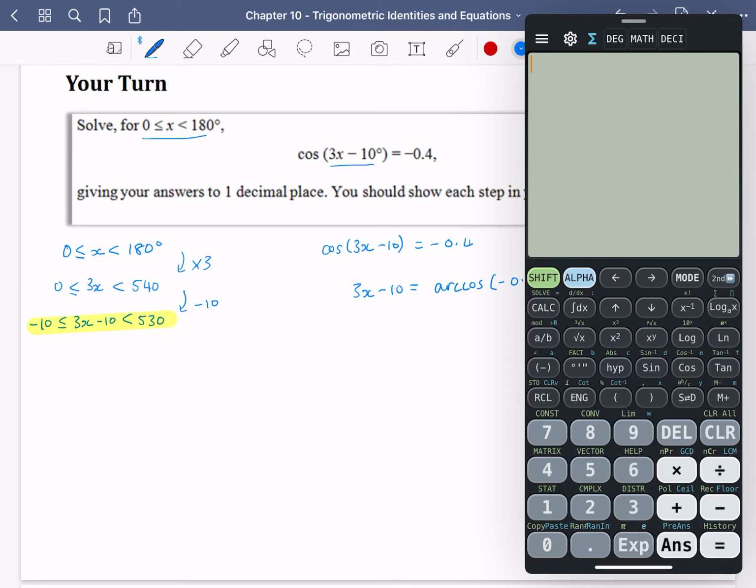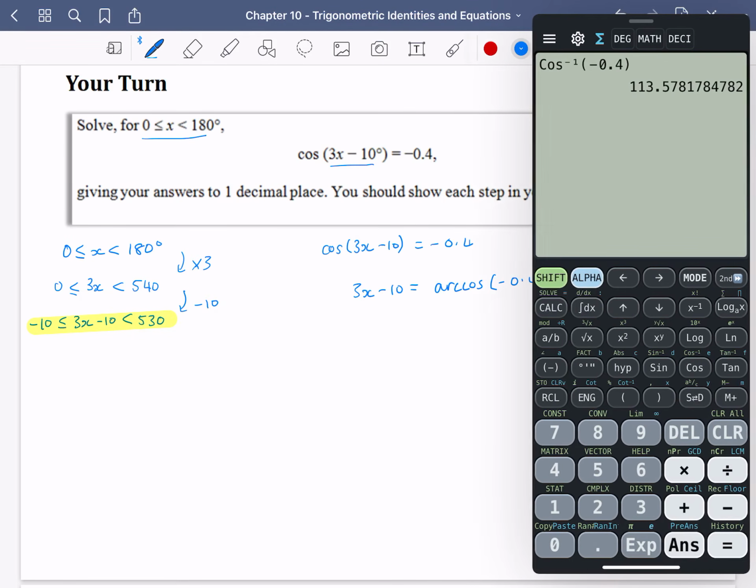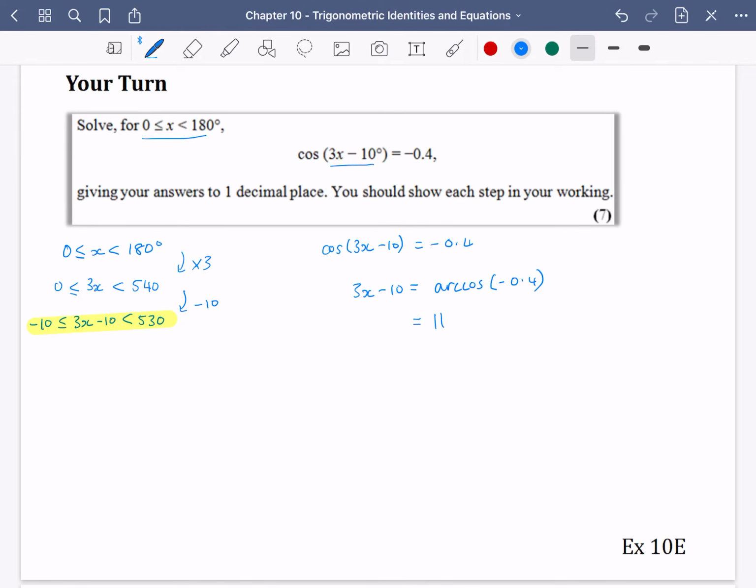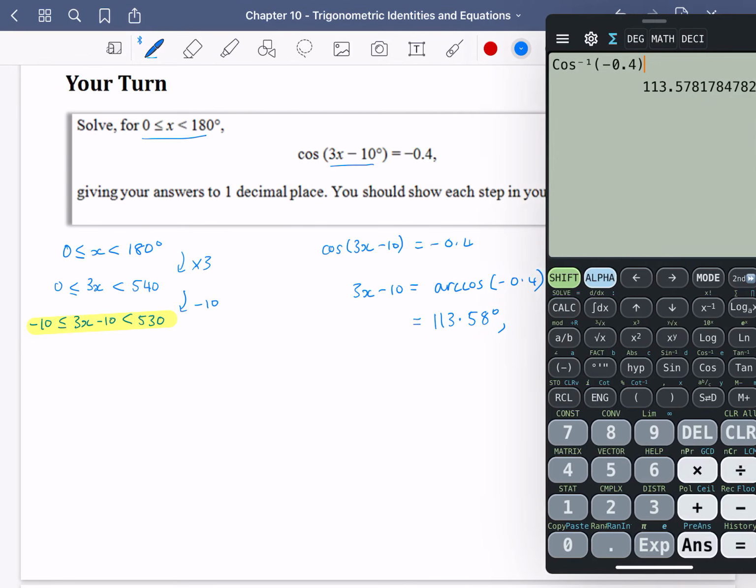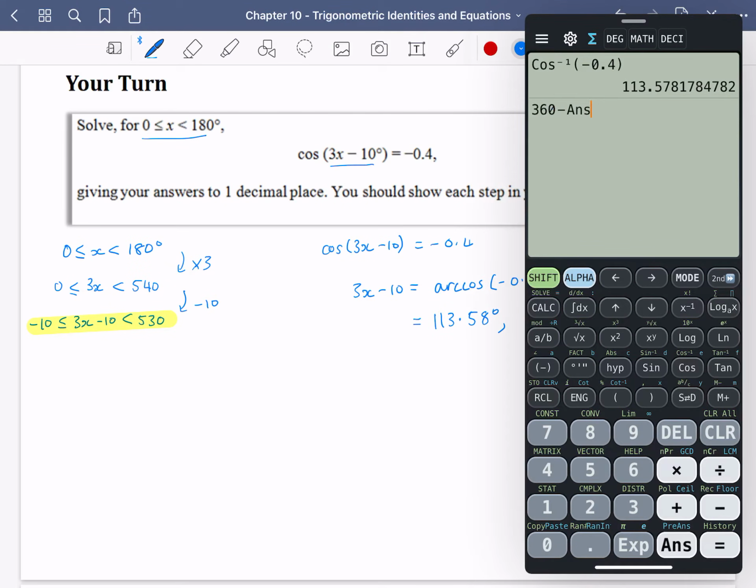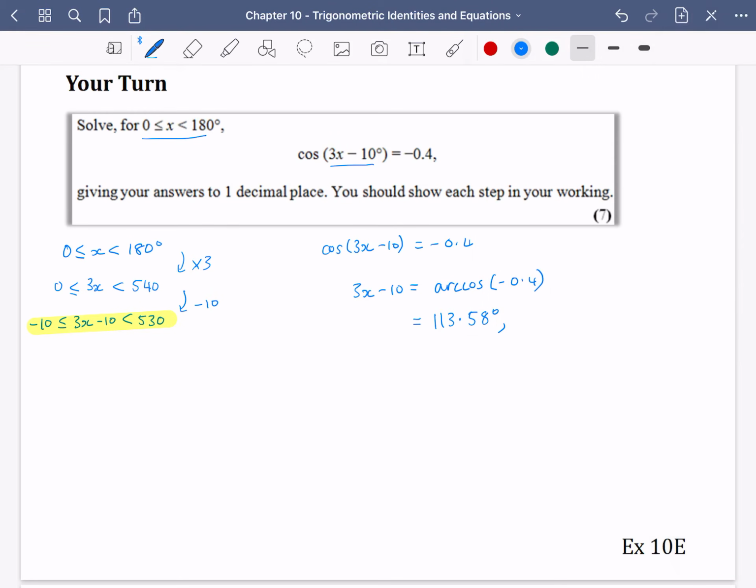So let's clear all of this. I'm going to do the inverse cos of minus 0.4 and I get 113.58 degrees. And my other one is going to be found by doing 360 minus that answer, which is 246.42 degrees. Now I just need to make sure that everything is staying inside this range that I have over here.